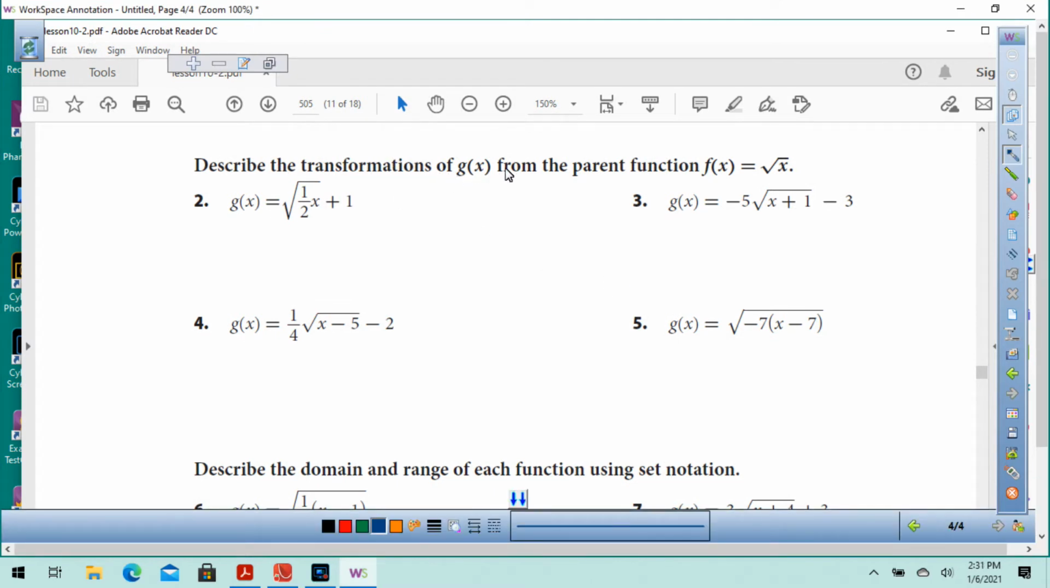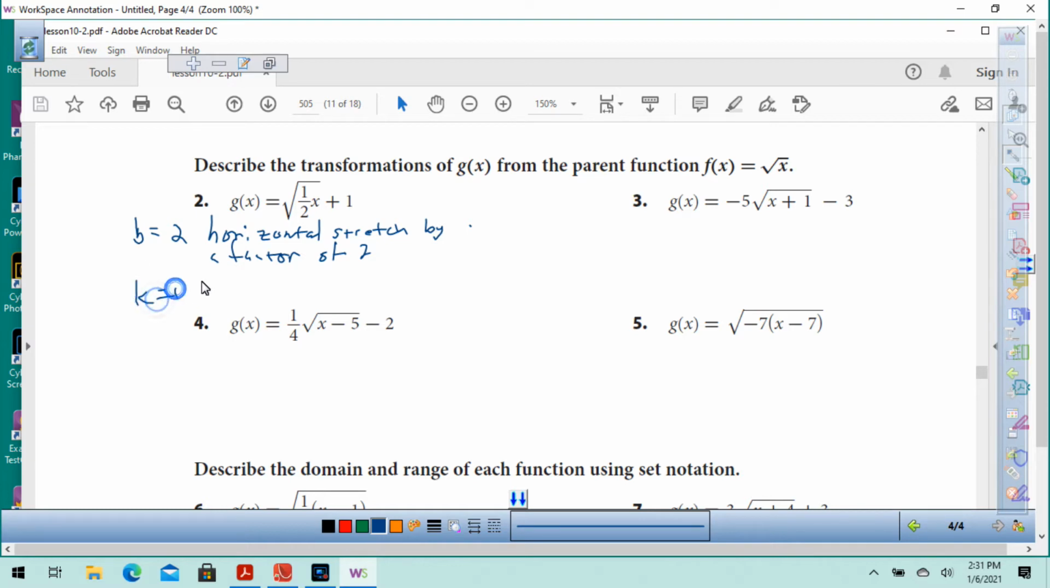All right, describe the transformation of g of x from the parent function f of x equals the square root of x. So we got the square root of 1/2 x plus 1. So we're going to have b equals not 1/2 but 2. Remember, this is 1 over b equals 1 over 2. So do a little cross multiplying and you get b equals 2. What that's going to be is a horizontal stretch by a factor of 2. And we're going to have k equals 1, and that's going to be a vertical translation up 1 unit.